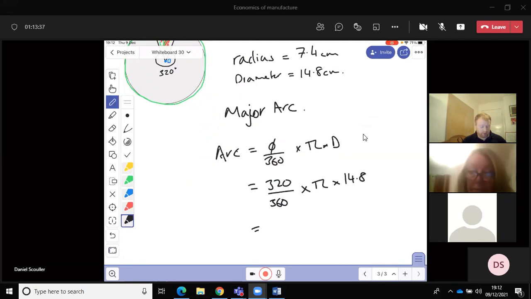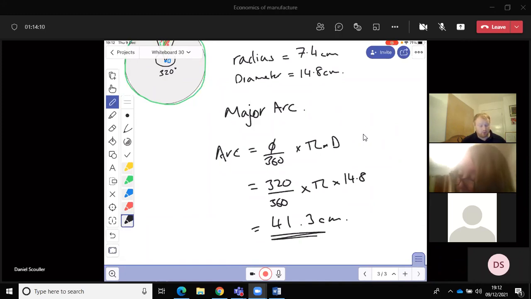Oh, I forgot to divide it by 360. That's a wee bit more reasonable. 41.3 centimetres I'm getting. Let me know if you're not seeing that. 41.3 centimetres.